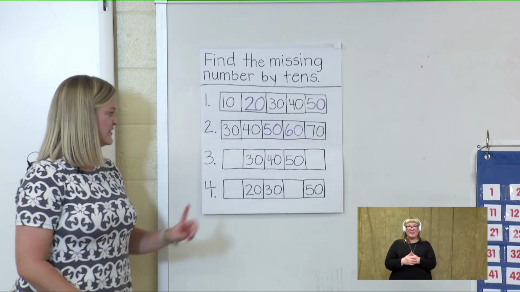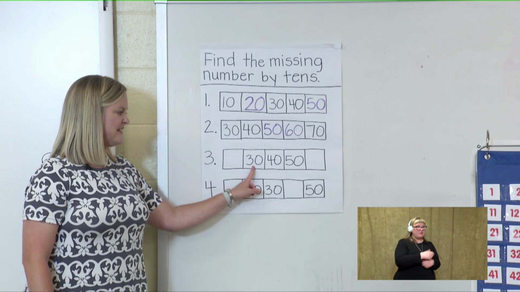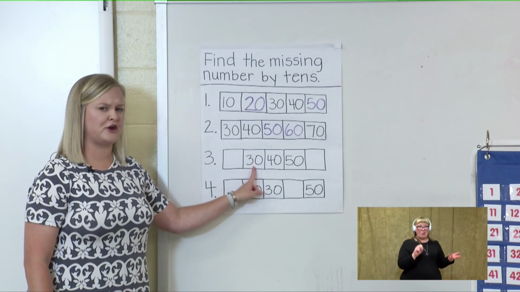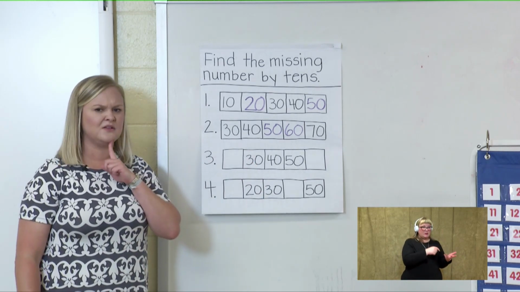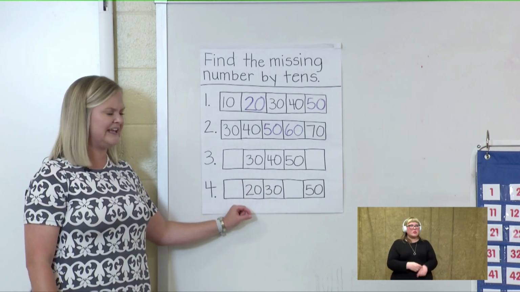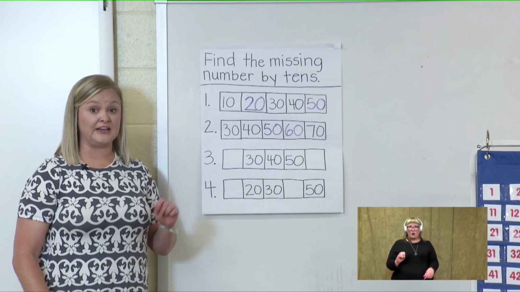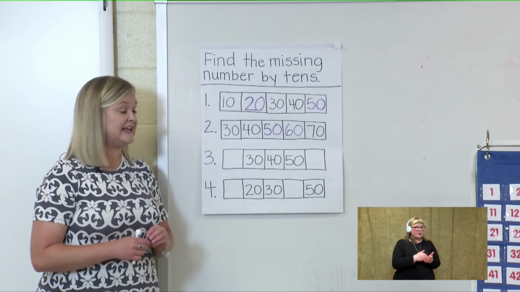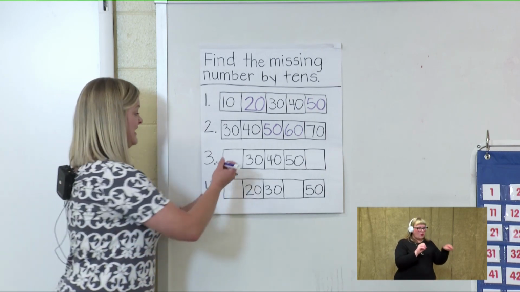Now this is where it gets tricky when the first number is blank. So we have to think, what comes before 30 when we're counting by tens? Let's count all the way through and see if we can hear what comes before 30. 10, 20, 30, 40. Oh, I heard it. Did you hear it? Let's try that again. 10, 20, 30. You're right, it's 20.